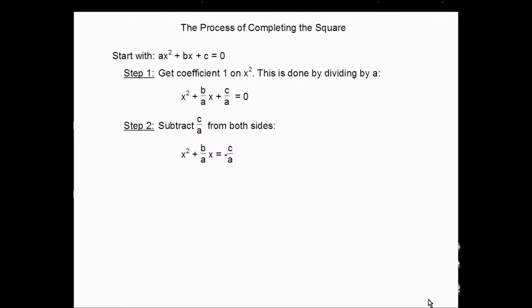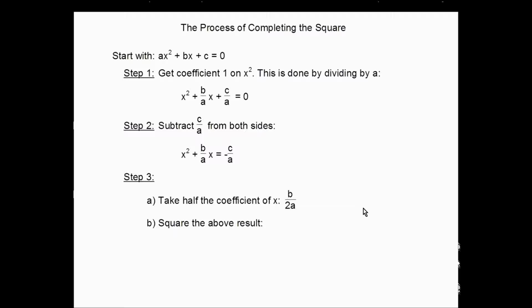Steps 1 and 2 are not difficult. It's step 3 where all the work is. Okay, step 3 has 3 sub-steps. So part A of step 3, take half the coefficient of x. Okay, the coefficient of x is b over a. Take half means divide it by 2 or multiply it by 1/2. You're going to end up with b over 2a. That's 1/2 times b over a.